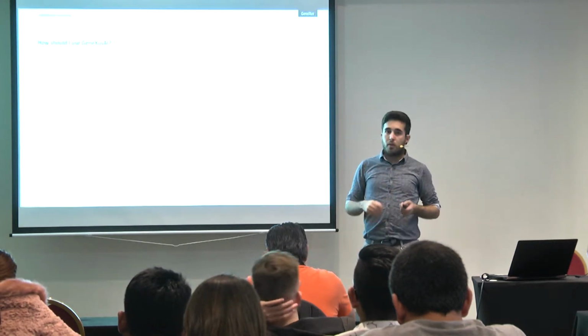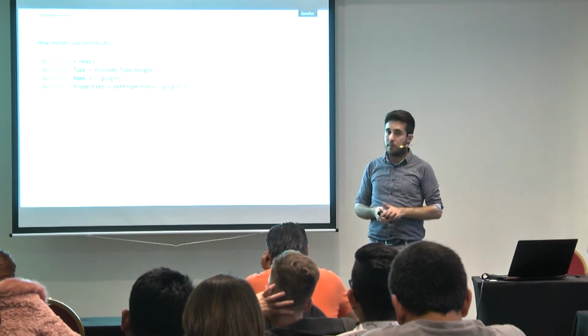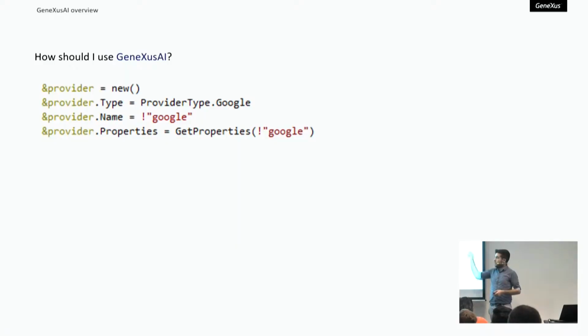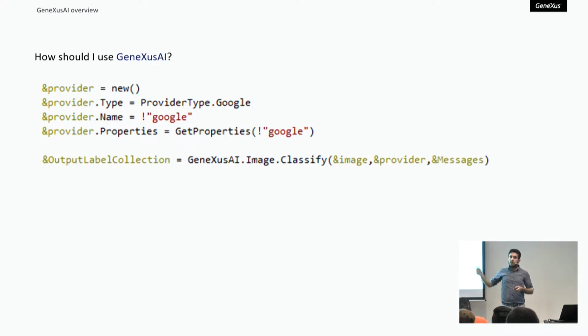Now, how would we use GeneXus AI? Well, the first thing would be to complete or put information in this provider. You put a name. In this case, I chose Google, and you would upload the properties there. In this case, we have classify.